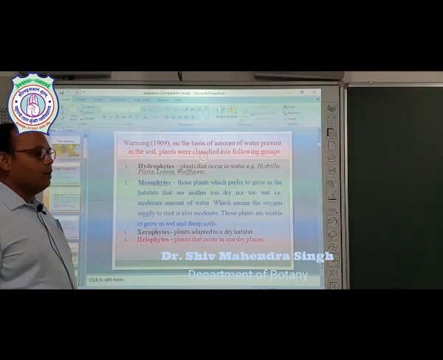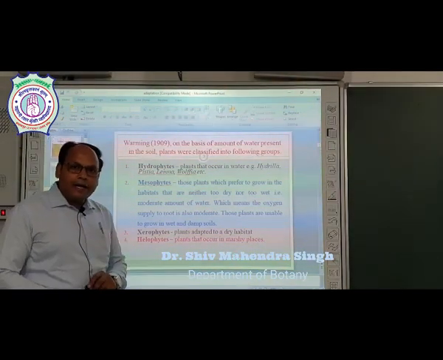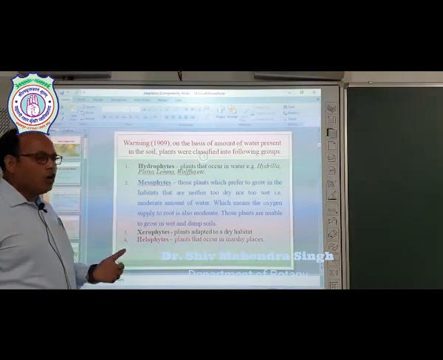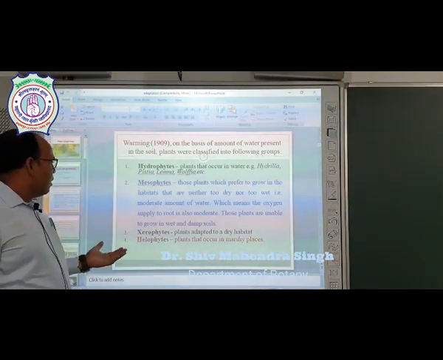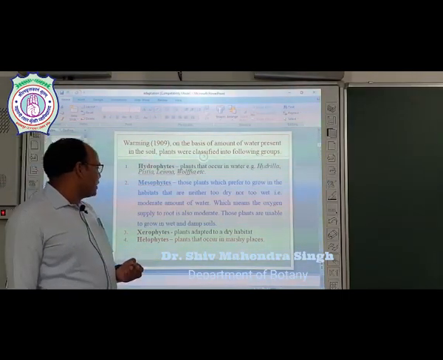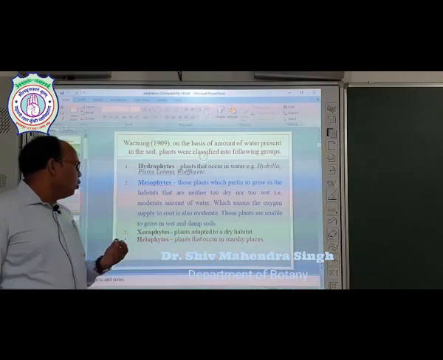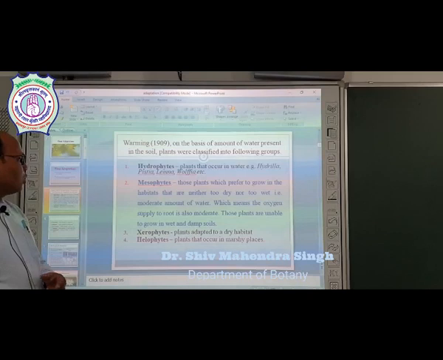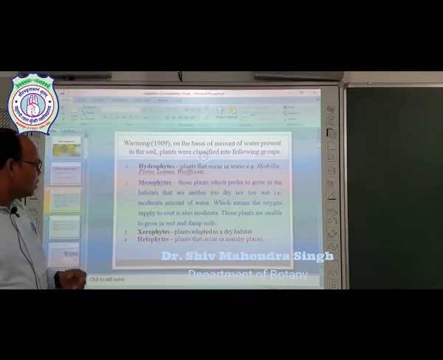Mesophytes are a plant community that grows in neither too dry nor too wet conditions. They receive a moderate amount of water, which means the oxygen supply to the roots is also moderate. These plants are unable to grow in wet or damp soils.